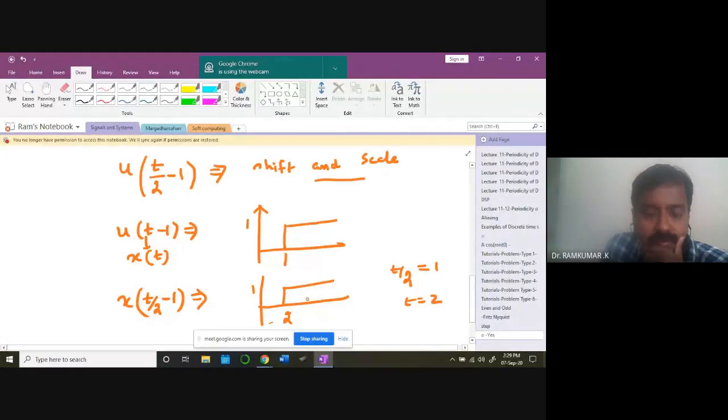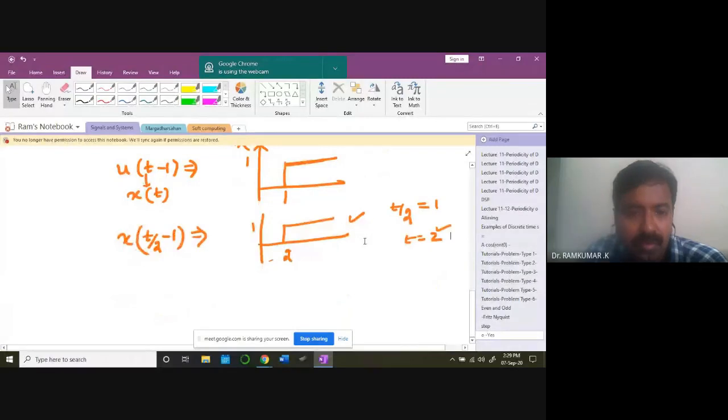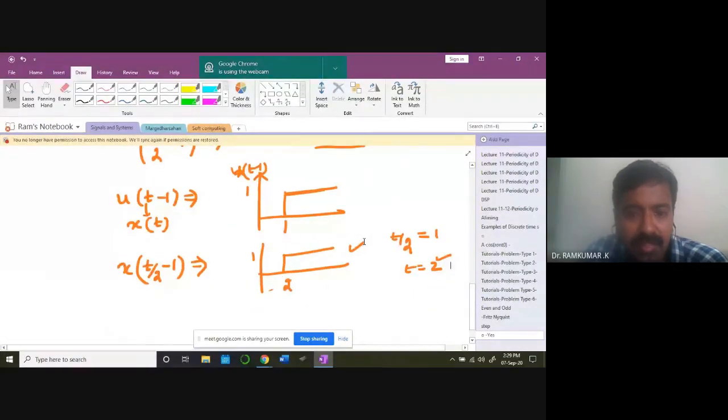Alright? Is it alright, children? Are you getting the point? So first you shift it and then you scale it. U of t minus 1 is x of t by 2 minus 1. You're going to get this. Okay. So anything else? Are you getting the point clearly? Shift and scale. Okay.